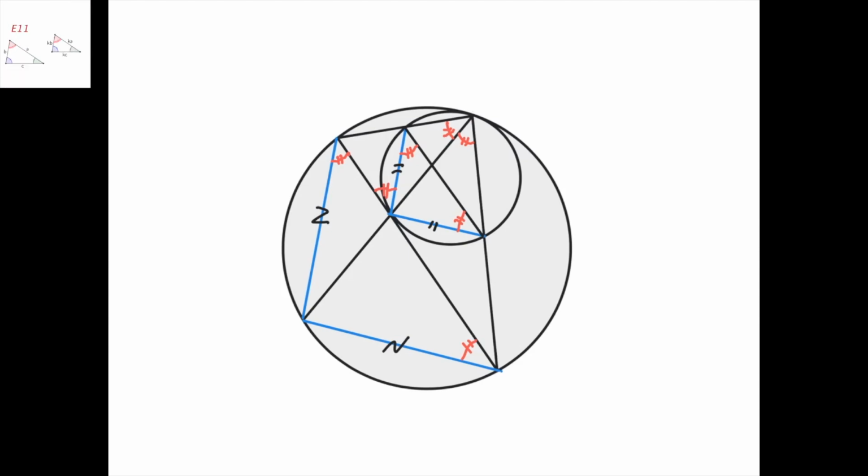You can think of it in terms of the similar triangles here and here, or you can think of it as the power of this point with respect to the circumcircle of this triangle, which on the one hand is this squared, and on the other hand is this times this. And similarly, we have that this squared is this times this.